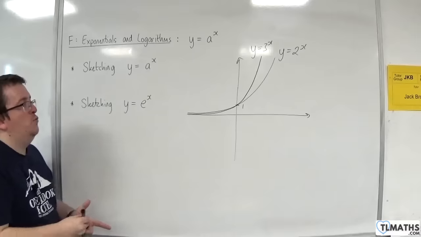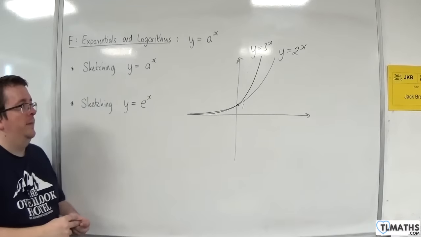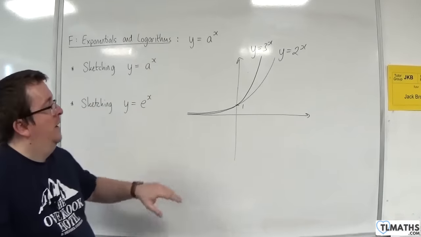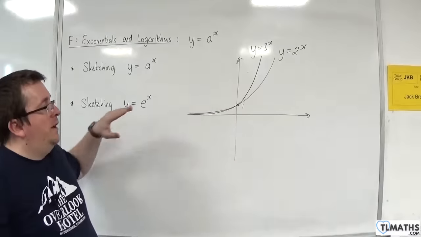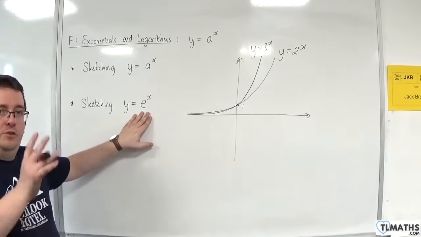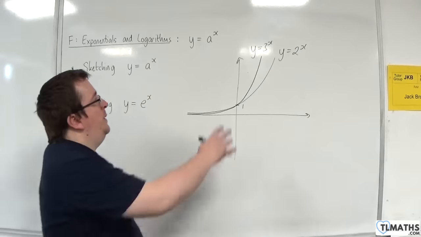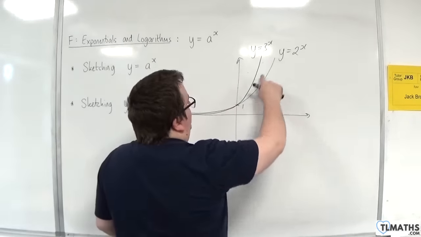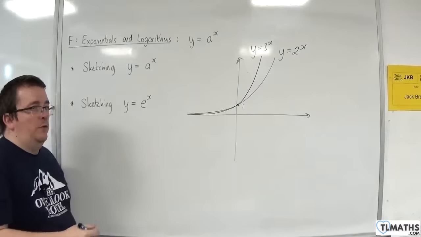Okay, but both go through 1 on the y-axis. Now, y equals e to the x would look just like these, but go between them. Because you know that e is about 2.71, so that's between your 2 and 3, and so y equals e to the x would go somewhere between those two.